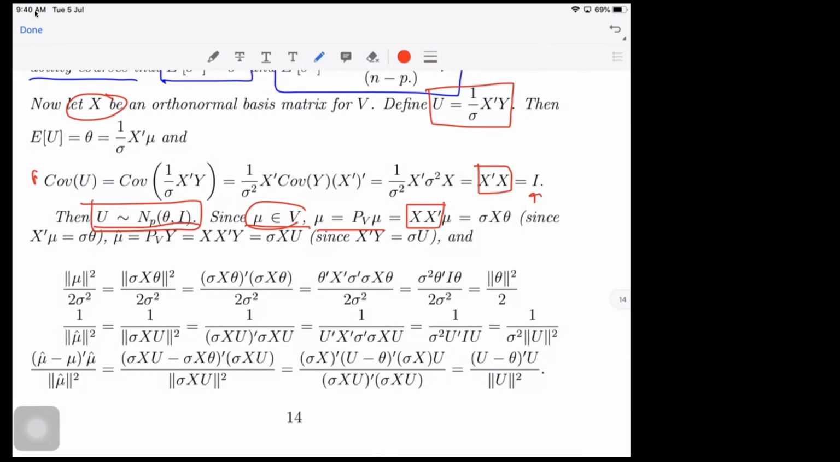But x prime u, this one, x prime u, is actually sigma theta. X prime u is sigma theta. So what you will have is x sigma theta, but since sigma is just a constant, you can write it as sigma x theta. So you have that.